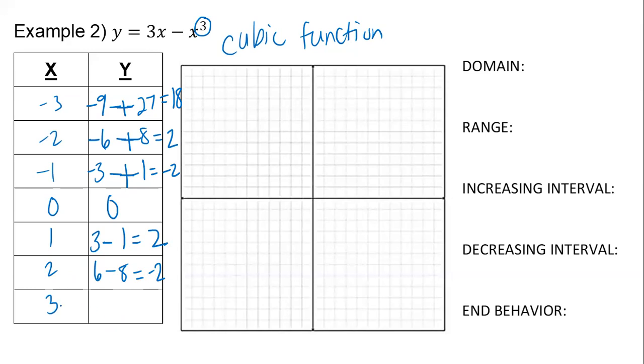Oh, just change the example. 3. 3 times 3 is 9, minus 3 to the third, which is 27, which gives me negative 18.